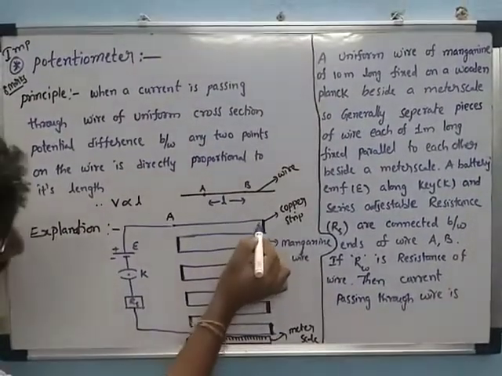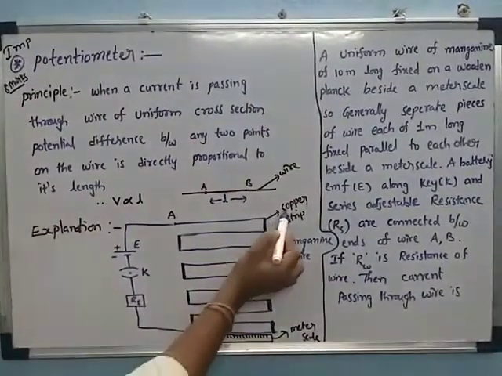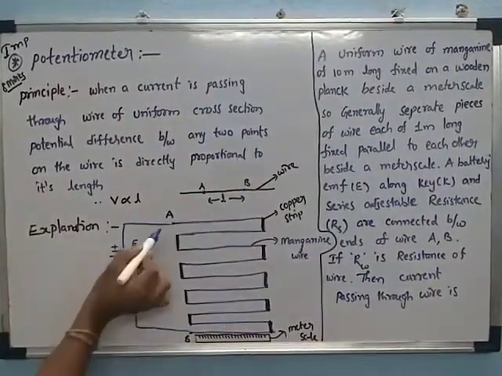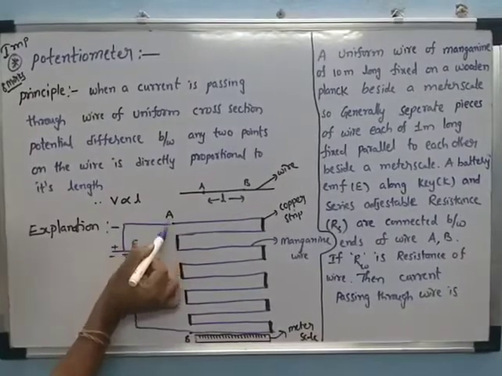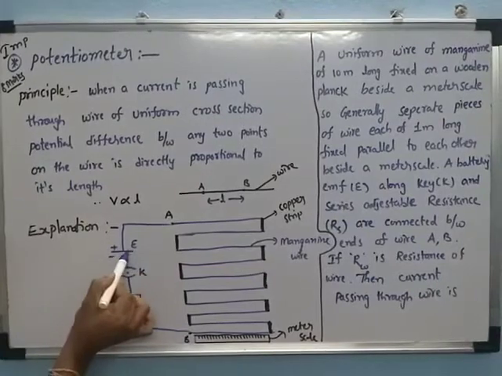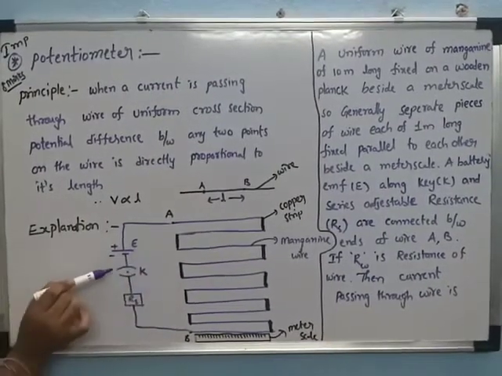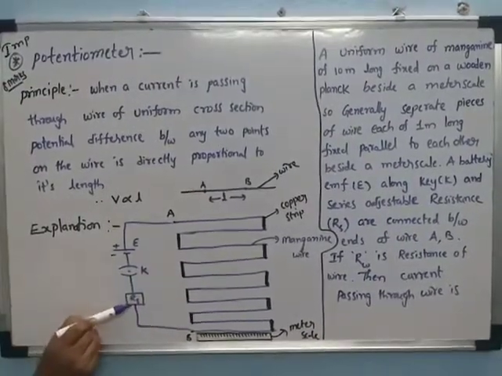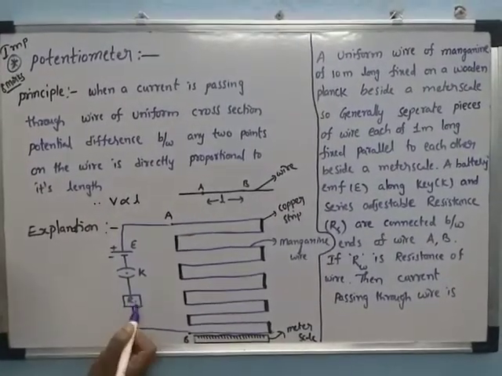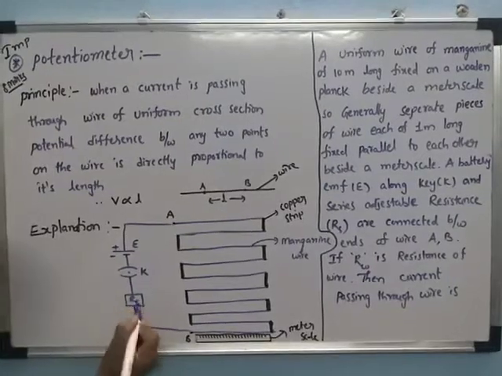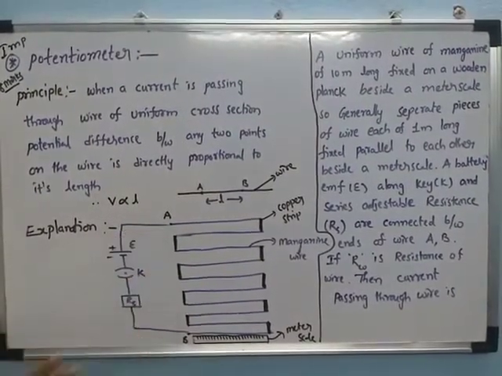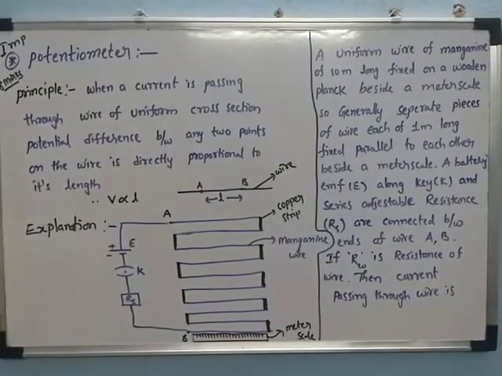And this end of the manganese wire is attached with copper strips and forms A. The two ends are A and B. Now between A and B, a battery of EMF E, a plug key K and a series adjustable resistance are connected in series between the A and B points of the wire.